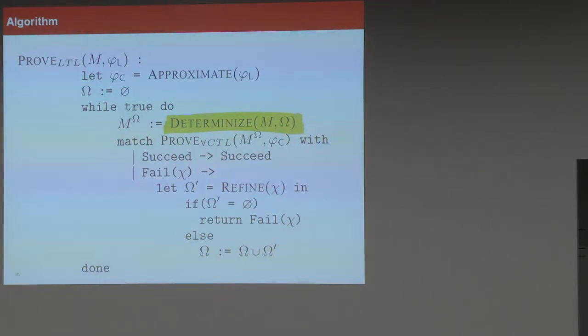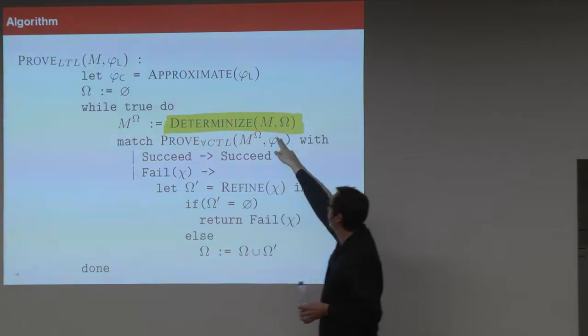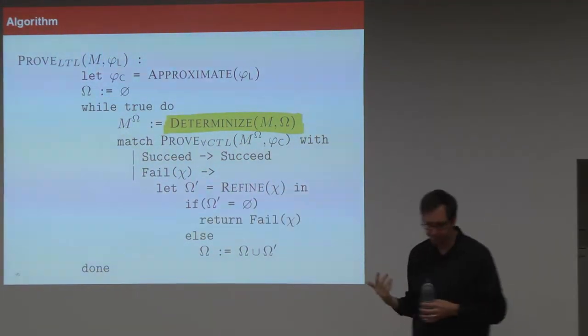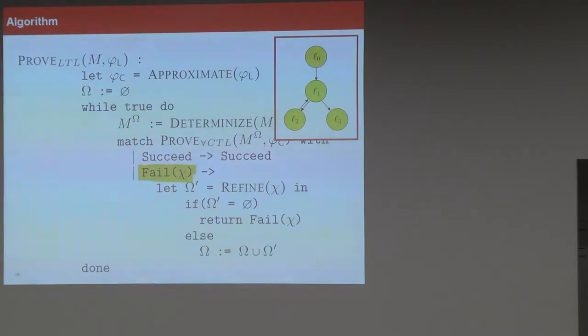Okay. So then the next thing we do is we determinize. And in the first time around, determinize actually doesn't do anything, so don't worry about it. So basically, this system and this system, first time around this loop, are equivalent. Okay. Now we try and, in ACTL, we try and prove that the property holds. So the approximation of the original LTL property holds. And if we succeed, then we're done. Okay. But if we fail, then we're going to get a counterexample.